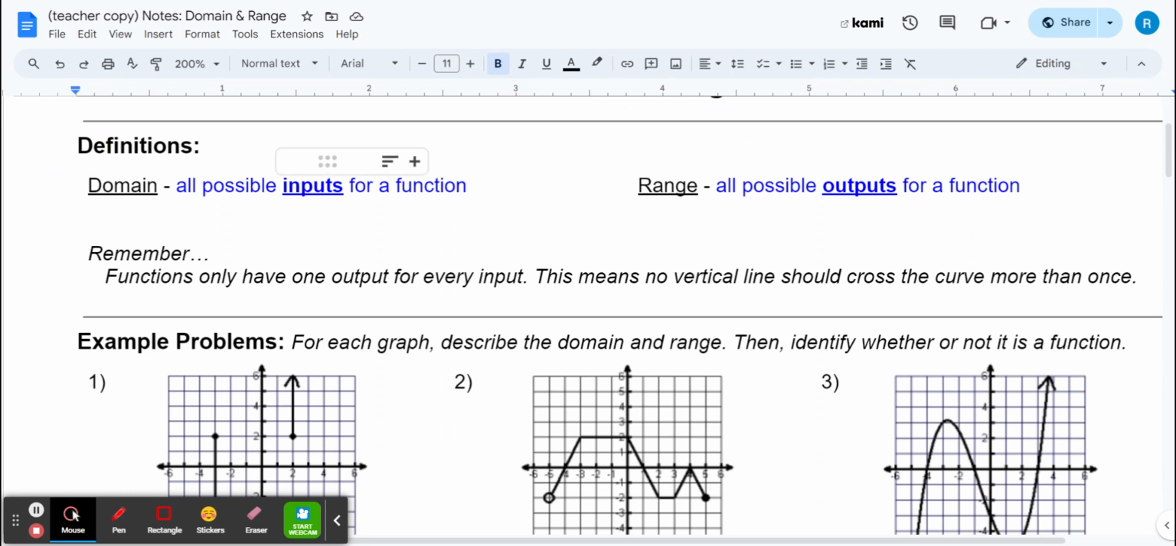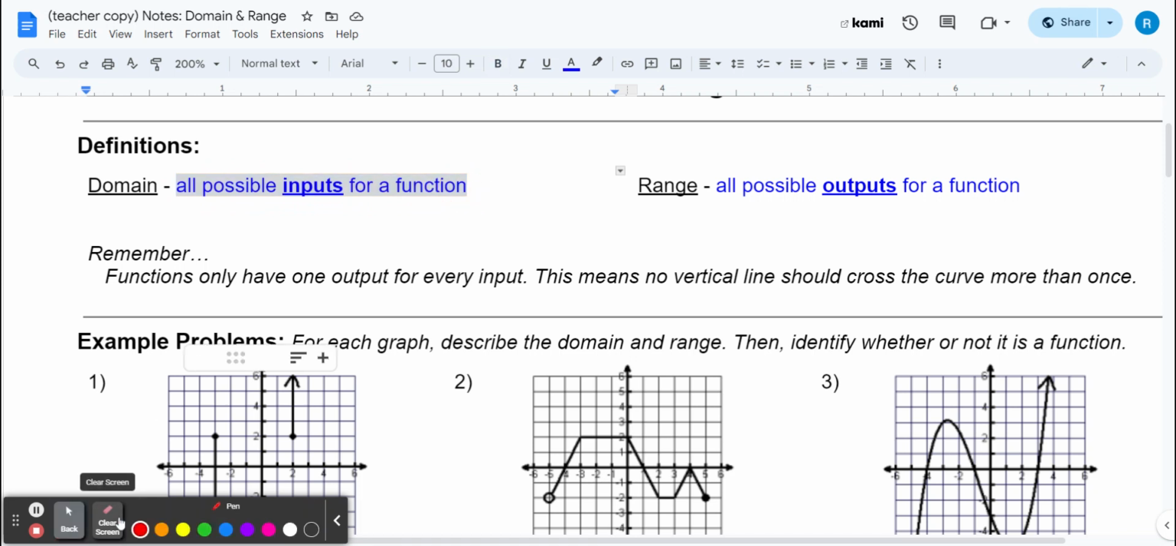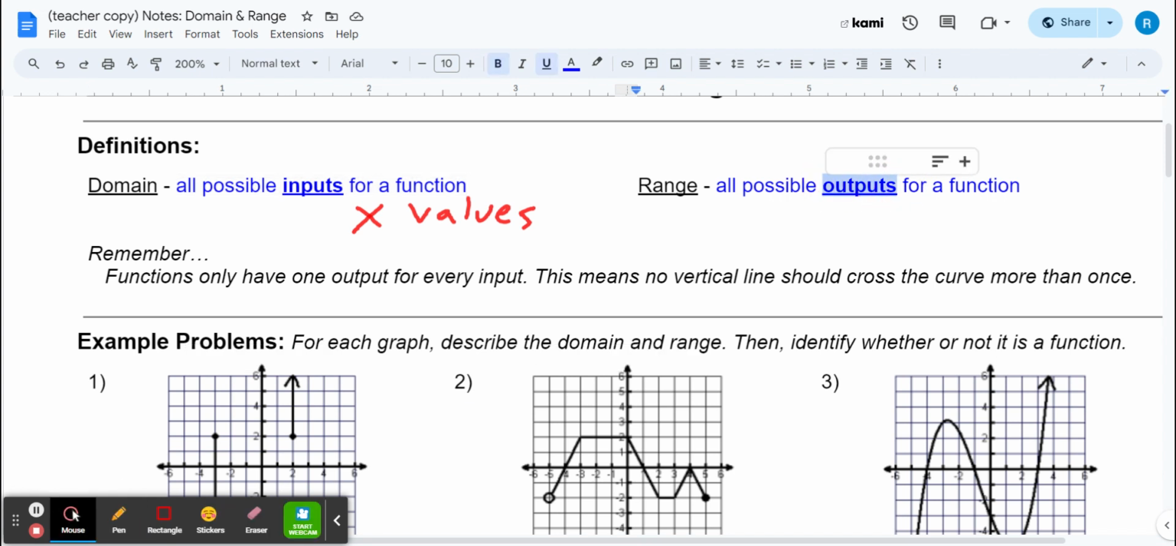So domain is going to be all possible inputs for a function. And let's remember that inputs, those are going to be our x values, right? That's what we plug into the function, and that's going to be our x-axis. And our range is just going to be all the possible outputs for a function. These are either going to be what we call our y values or our f of x values, right? We use that similar notation, y or our function notation, to describe our output.